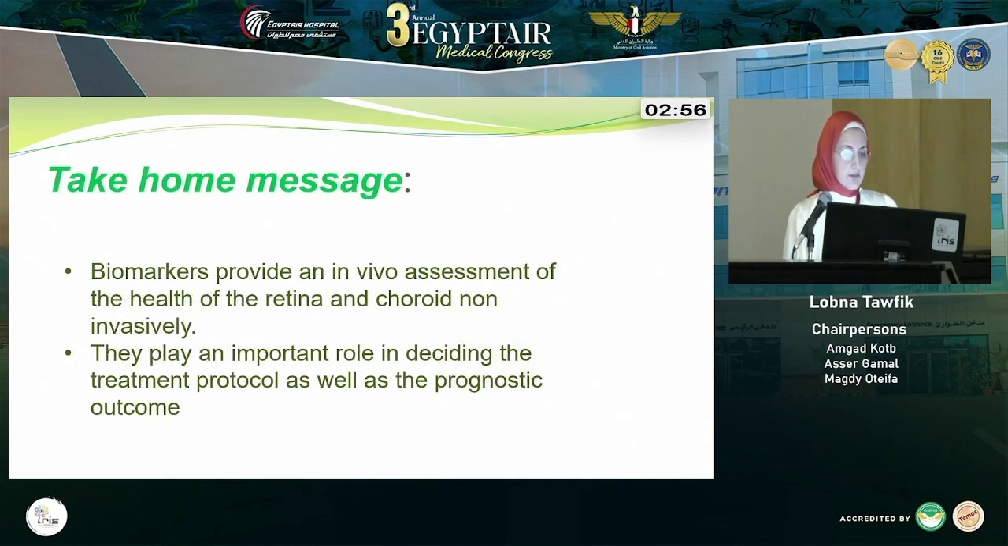Take-home message: biomarkers provide an in vivo assessment of the health of the retina and choroid non-invasively. They play an important role in deciding the treatment protocol as well as the prognostic outcome.